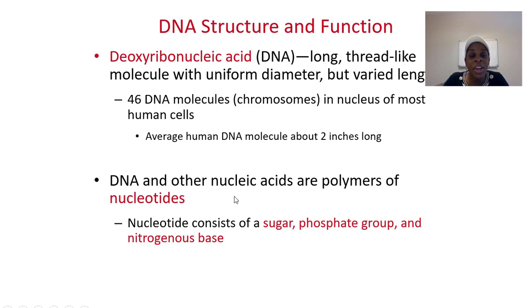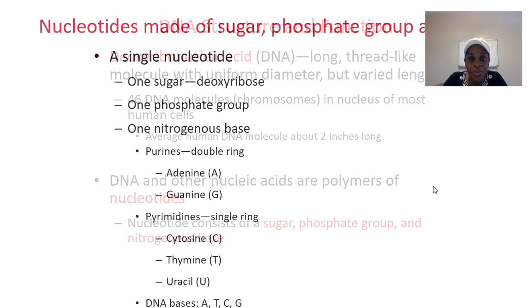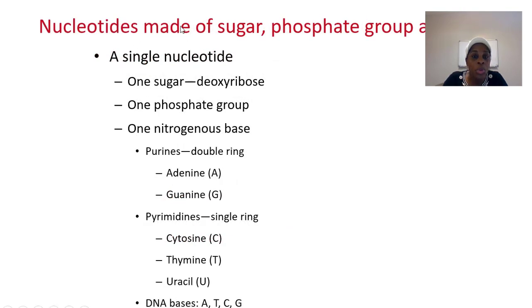So we say that DNA and other nucleic acids, like RNA, are a polymer of nucleotides. It means it's a bunch of nucleotides following each other. It's called a polymer. They have a sugar, phosphate group, and nitrogenous base. So the sugar, phosphate group, and base, the 3 together represent the molecule of DNA or the nucleic acid. So we have 1 sugar for DNA. For example, the sugar in DNA is called deoxyribose. And we have 1 phosphate group and 1 nitrogenous base.